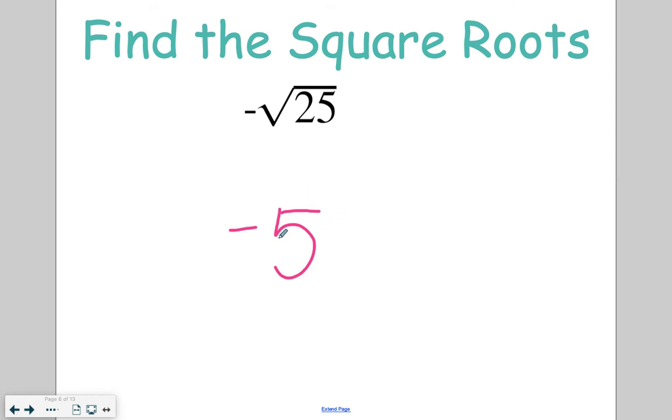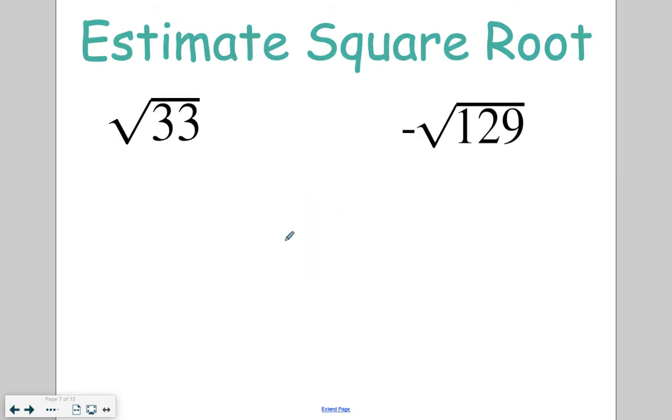We have an answer of negative 5. The next thing we're going to talk about is estimating square roots. So this is, as we know, if you go back to that original list of perfect squares, 33 is not on our list. So what we want to do in order to estimate is we're going to look and see between which two perfect squares does 33 fall. So below 33 is 25, and above 33 would be 36.